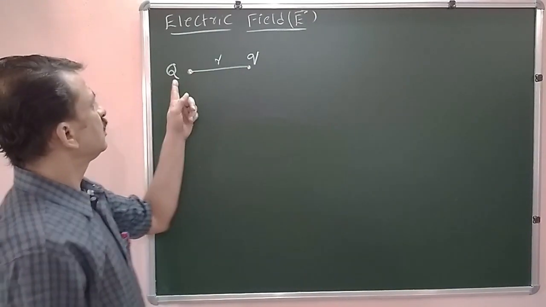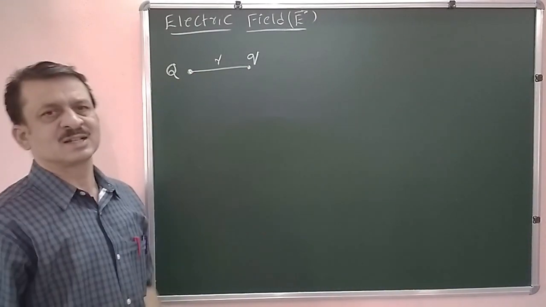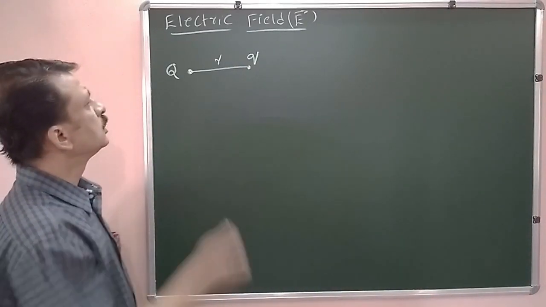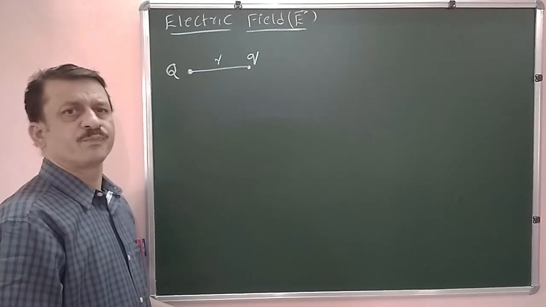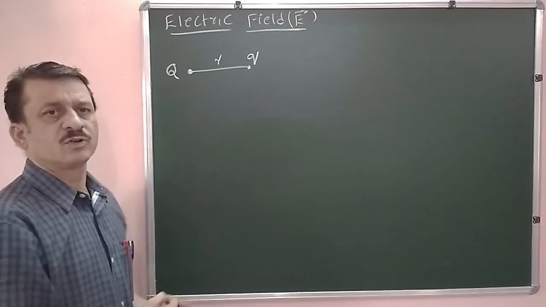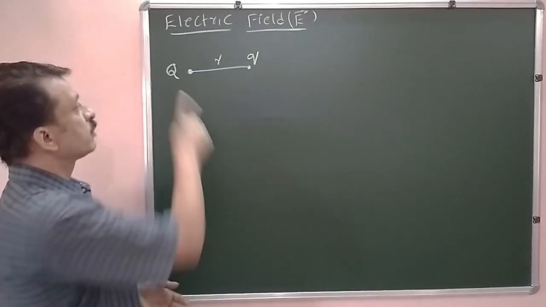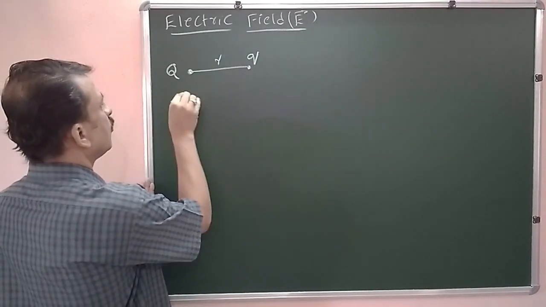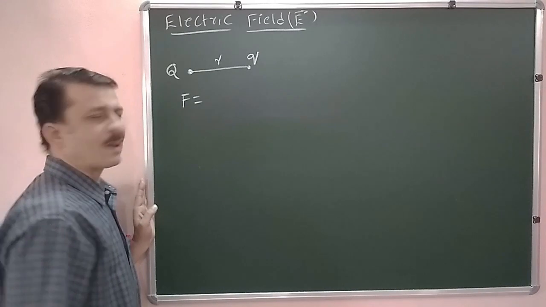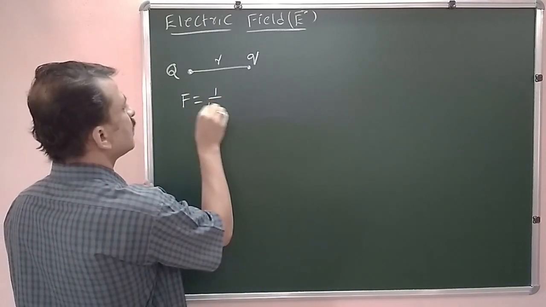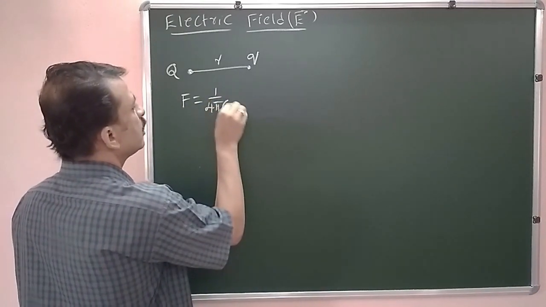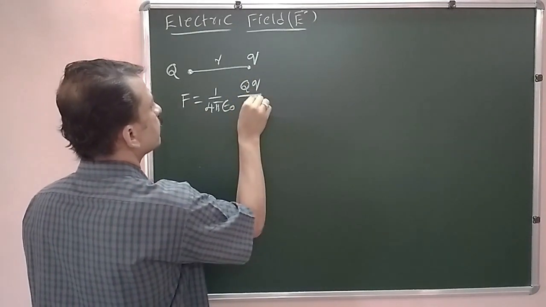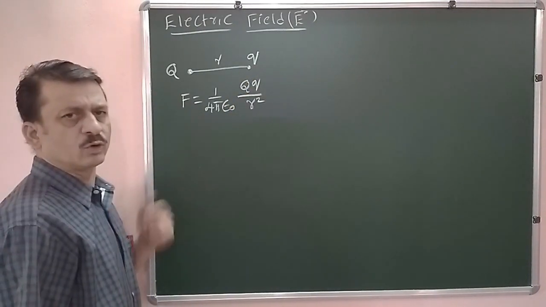Now this capital Q is a larger charge and small q is a smaller charge, let us assume. According to Coulomb's law, there is an electrostatic force of repulsion. If you consider those two charges to be of the same kind, then we have a repulsive force. The magnitude of the repulsive force is given by 1 divided by 4 pi epsilon naught, capital Q small q divided by r square. That we know.